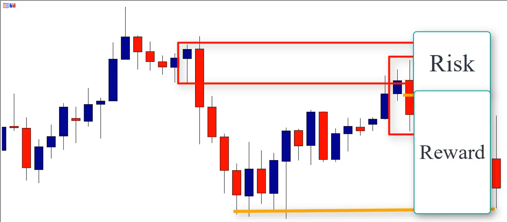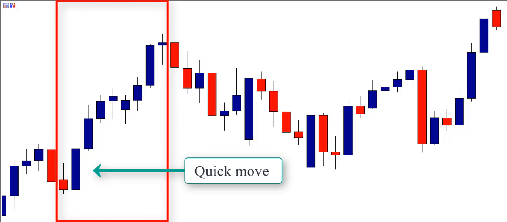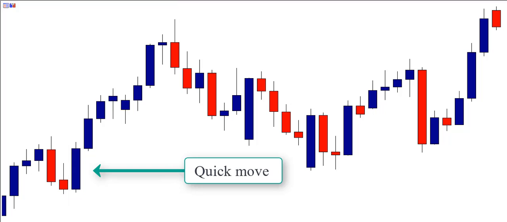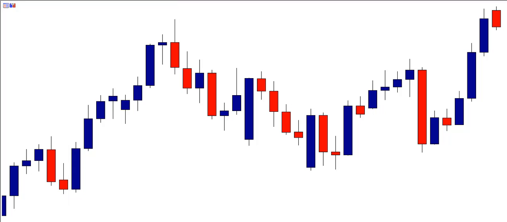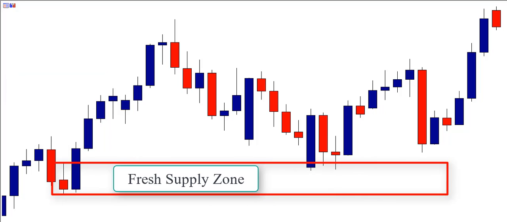Let me show you another example. This is the US dollar Swiss franc daily chart. This is a clear demand zone. As you can see, the move is quick and strong. The candles are big. The previous resistance level is broken. The zone is fresh. And the risk to reward ratio is very attractive.